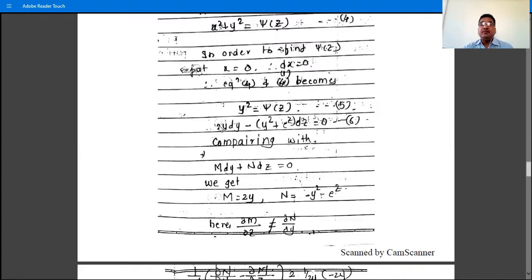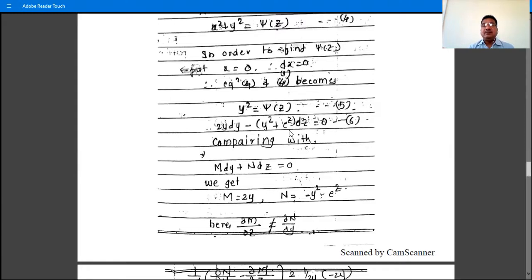And it is of the form M dx plus N dy is equal to 0. Actually, x and y are here y and z, so it is M dy minus N dz is equal to 0. It is of this form, M dx plus N dy is equal to 0. And there are different methods to solve the Pfaffian differential equation in two variables, M dx plus N dy is equal to 0.